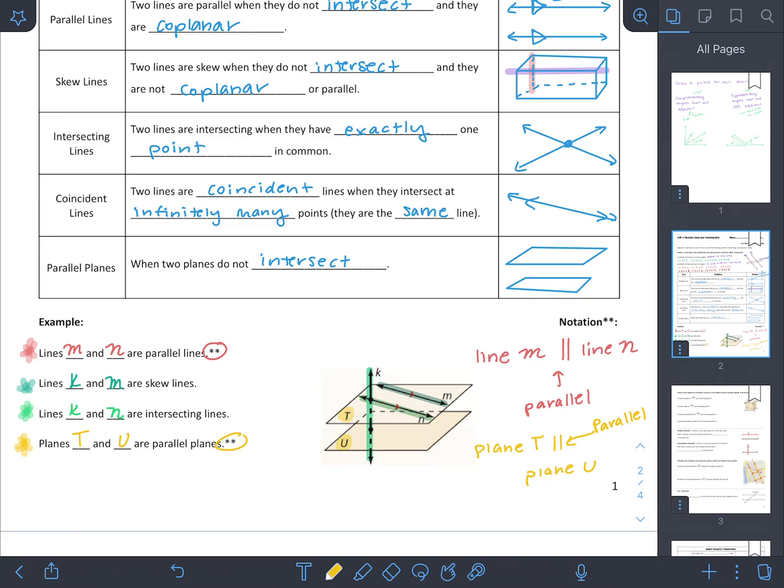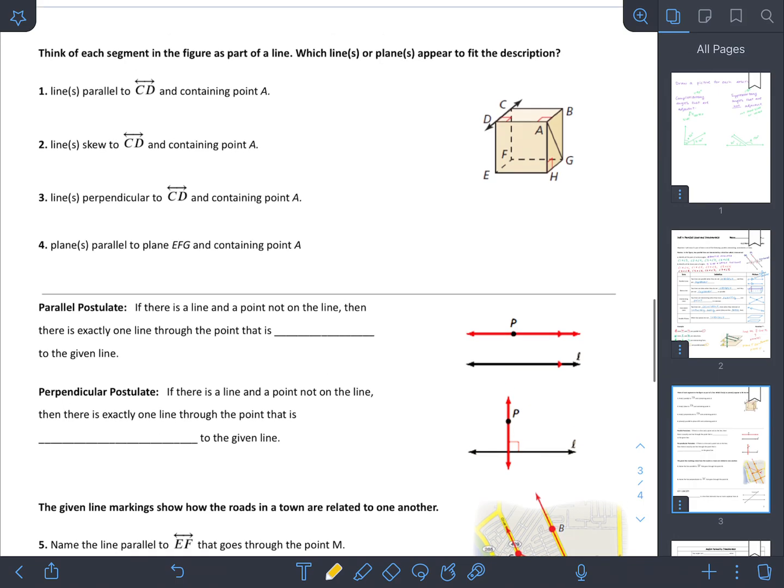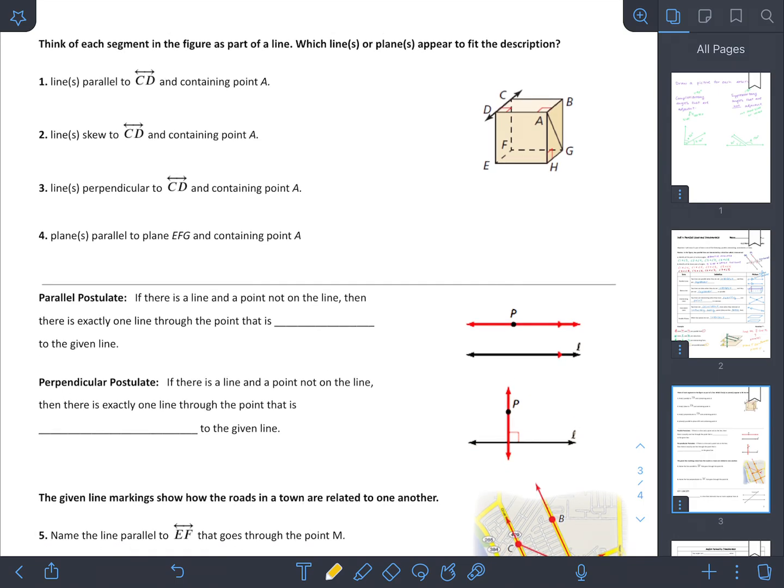All right, let's keep practicing this vocabulary. So again, we have some new terms. We're just doing examples related to them. So in this next section, it says, think of each segment in the figure as part of a line. Which lines or planes appear to fit the description?